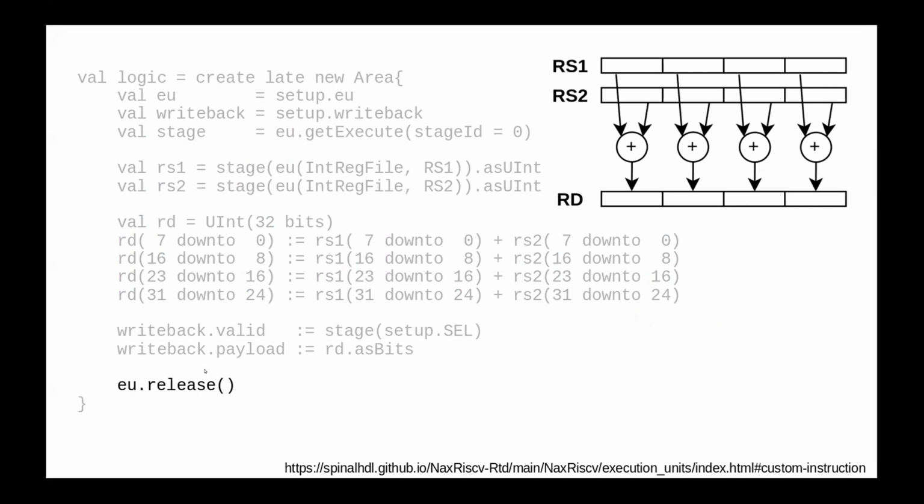We tell the execution unit that we have nothing more to ask it. It can generate itself safely. It has all the information now. And yeah, that's how the NaxRiscv elaboration is done.